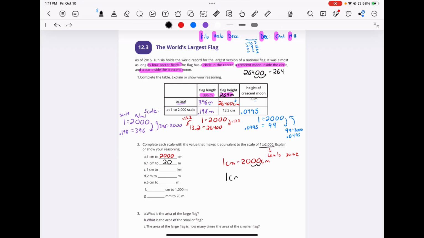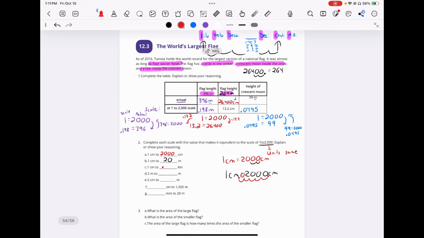For C, I already know 1 centimeter is 2,000 centimeters. But now I'm starting at centimeters and I'm moving to kilometers. So I have to move 1, 2, 3, 4, 5 to the left this time. If I'm at 2,000, 1, 2, 3, 4, 5, and there's a blank space, so I'm going to fill it in with a 0. So it's 0.02. For D, my units are the same, meters and meters, so it's just 2 times 2,000, which is 4,000.